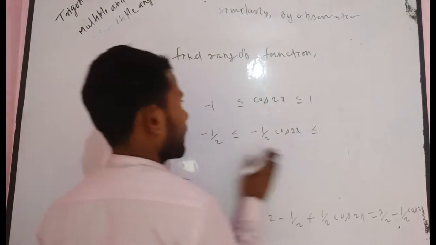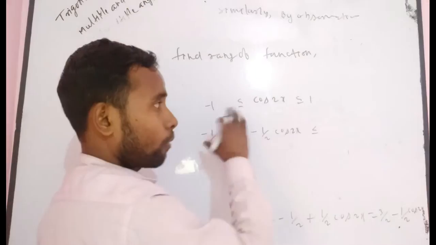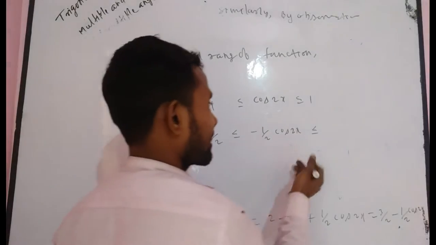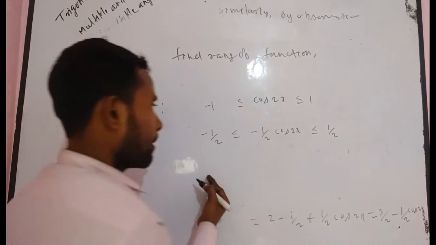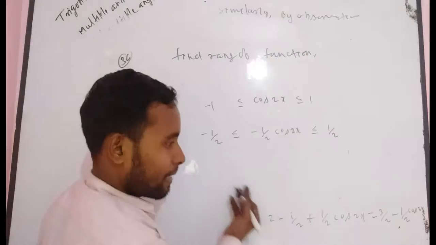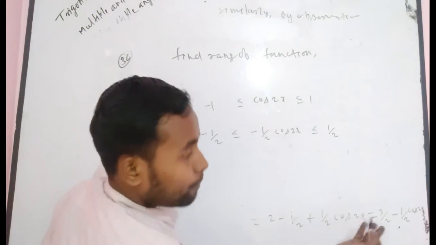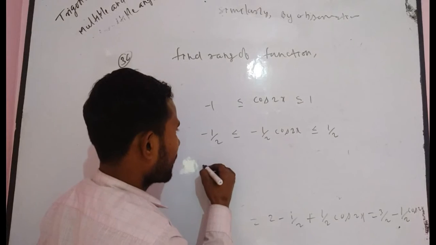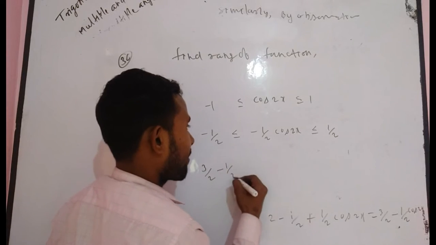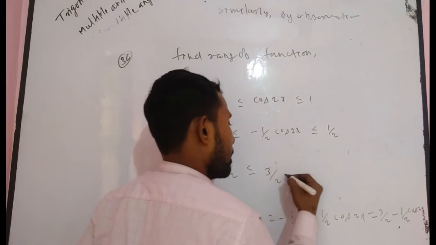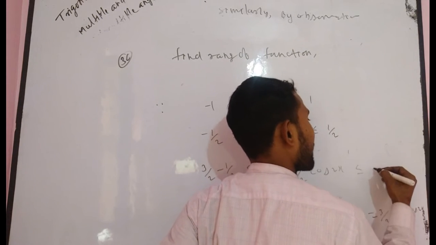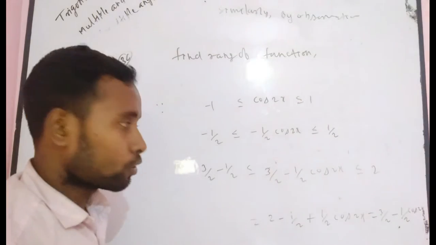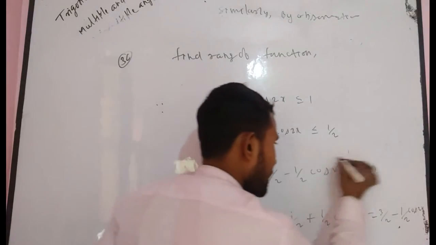And less than or equal to, it becomes minus half here, but as the inequality sign is converted, you can write again the same way. It becomes half. And if you add 3 by 2 on both sides, what do you get? 3 by 2 minus half is less than or equal to 3 by 2 minus half into cos 2x, which is less than or equal to 3 by 2 plus half. That means what? 2.